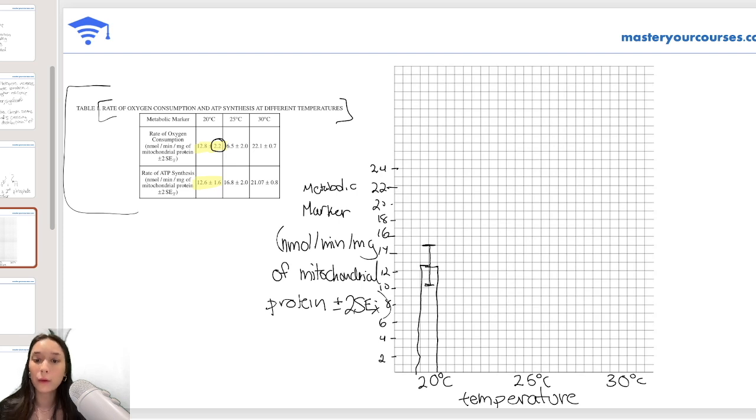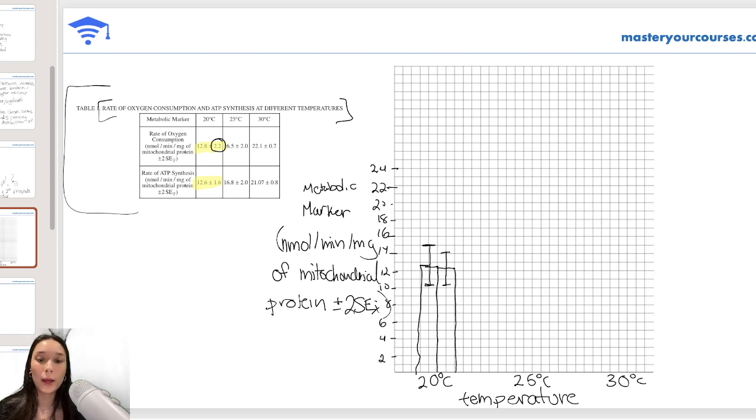Yes. Okay. And then your other one is 12.6, so we'll put it slightly lower. Again, as long as it's somewhat accurately plotted, they will give you the marks for it, and then plus or minus 1.6. So we'll go up 1.6 here, and then 1.6 down.